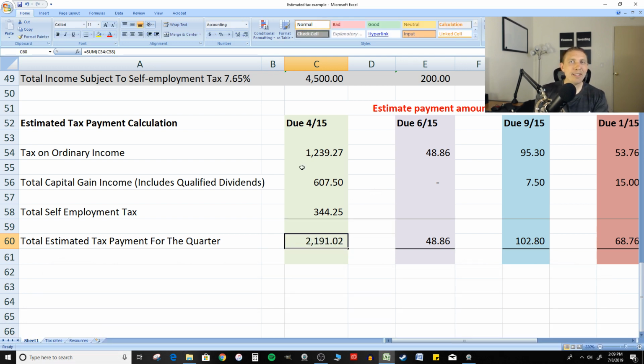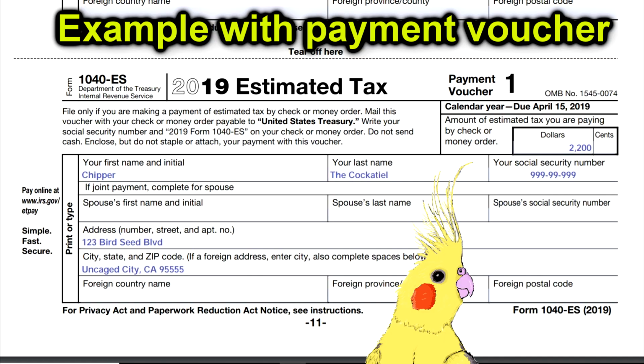$2,191. If you're trying to determine what your first quarter estimate payment should be, and you want it to be as precise as possible, what I would suggest with this worksheet is that in this example, your payment would be $2,191 for the first quarter. And I've listed the payment due dates right here.